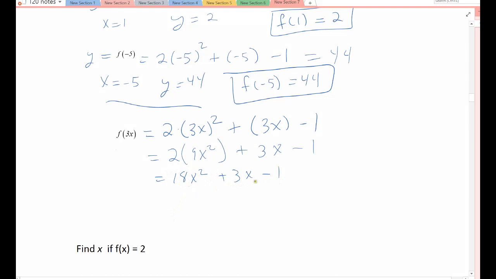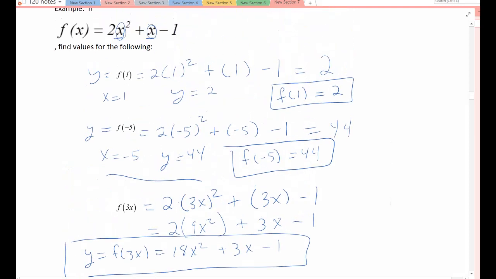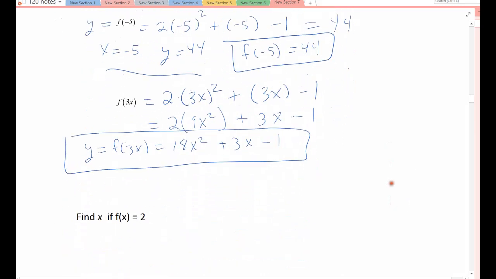There's no like terms, right? I can't add a square to the x and negative 1, and so there's my new function. It's a new function, which will give me new y values. So it changed my original function from 2x squared plus x minus 1 to the new function 18x squared plus 3x minus 1.